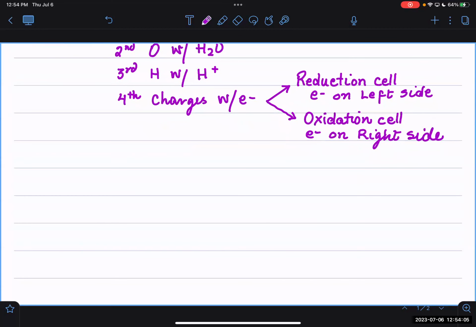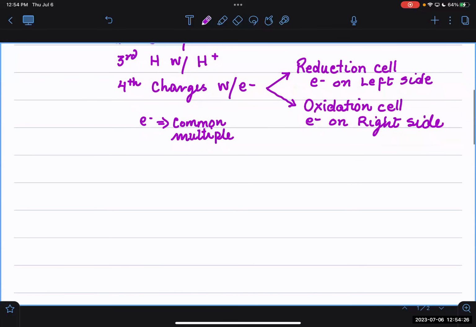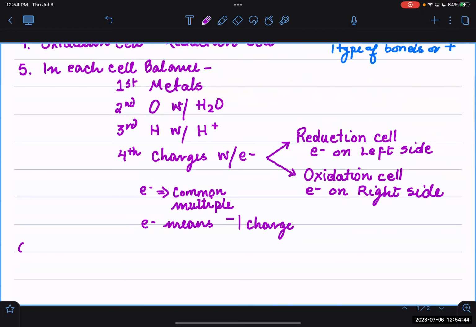Now remember, even for the electrons we have to look for common multiples. If there are 3 electrons on one side and 2 electrons on the other side, then you look for the common multiple, 6. You do just like regular balancing. What does an electron actually mean? Electron means a -1 charge. Once you get that piece done, you come back and add the 2 cells.